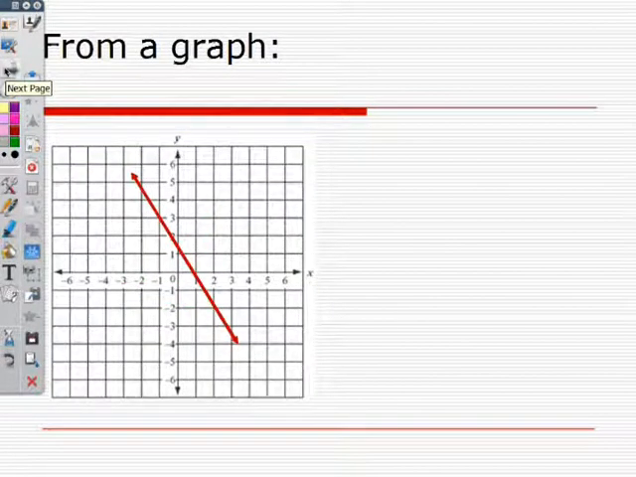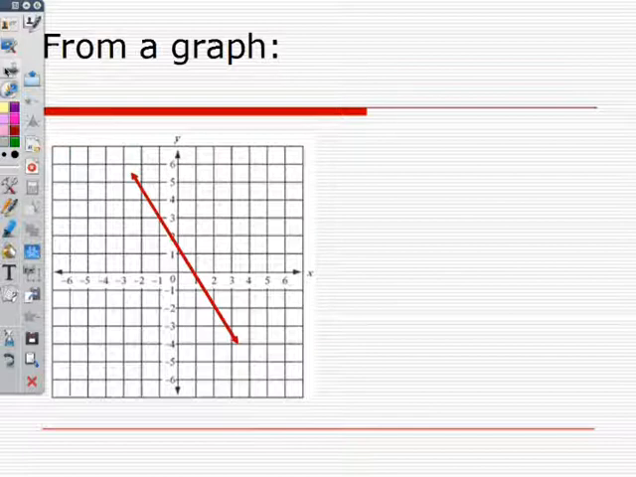So on your graph paper, if you've got it, if not, sketching, but I don't like that as well, go ahead and pause the video and draw the graph and see if you can pick out 2 good points, draw your triangle, and count the slope.